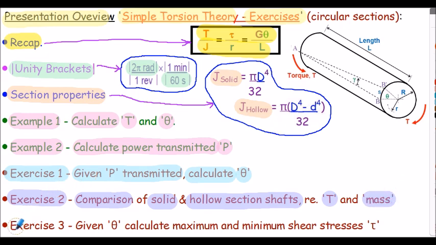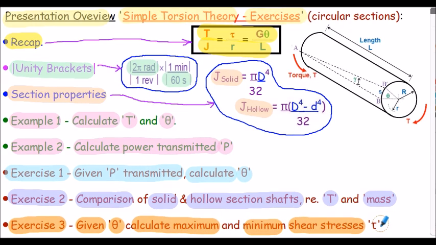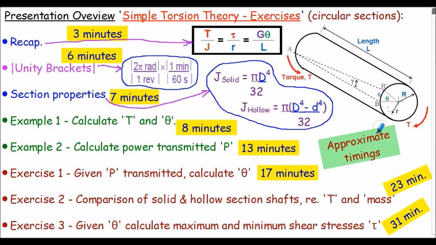Finally, in this presentation, exercise 3, we're given an angle of twist theta and we have to calculate the maximum and the minimum shear stresses in the shaft. Symbol tau for shear stress. And here are the approximate timings related to the commencement of each of the sections contained within the presentation, hopefully to aid your ease of access through the presentation. But please note these are only approximate timings.